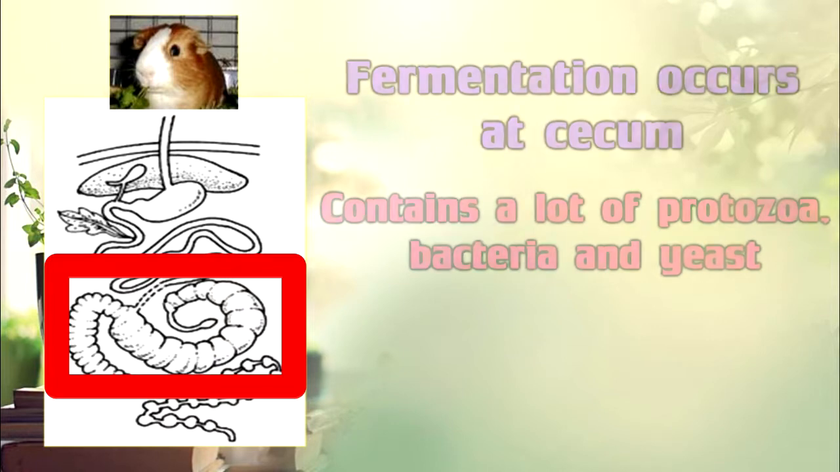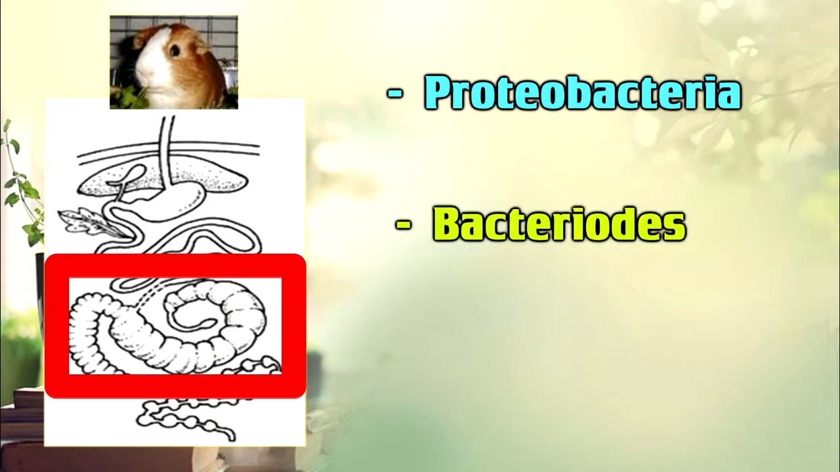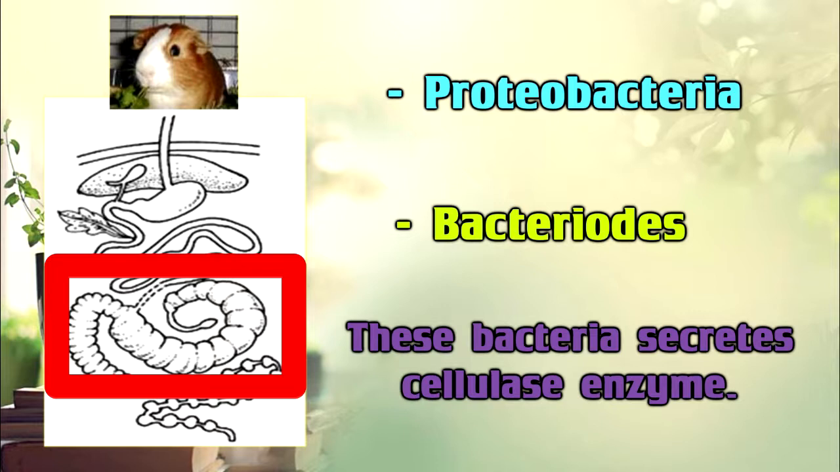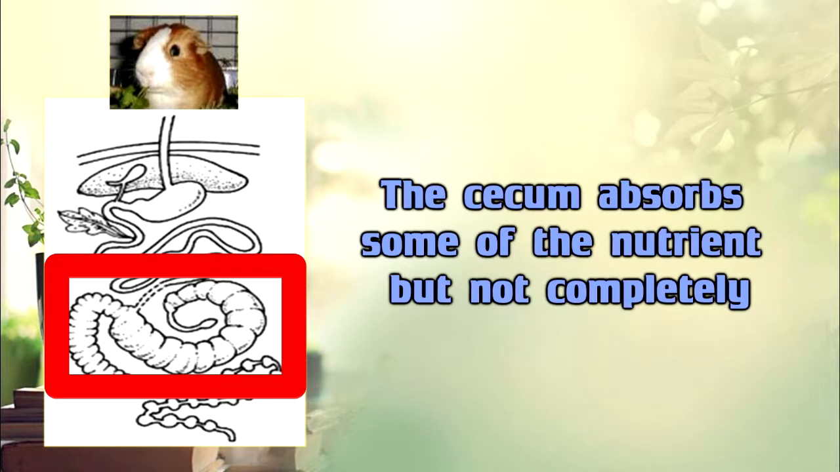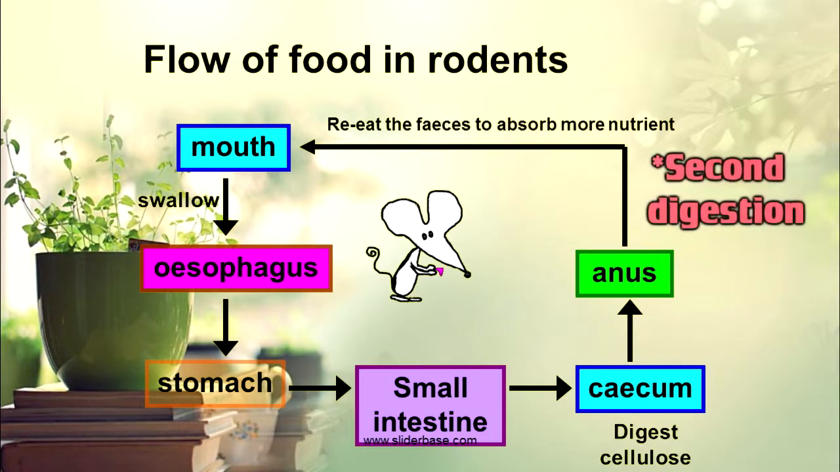Examples of bacteria involved are proteobacteria and bacteroidetes, which secrete cellulase. The cecum absorbs some of the nutrients but not completely. The food is removed as droppings from the colon to the anus. For second digestion, the rodent will consume the cecotrope as soon as it expels it. The cecotrope will travel through the entire digestive system a second time to obtain all the nutrition and lead to the formation of harder and drier feces.